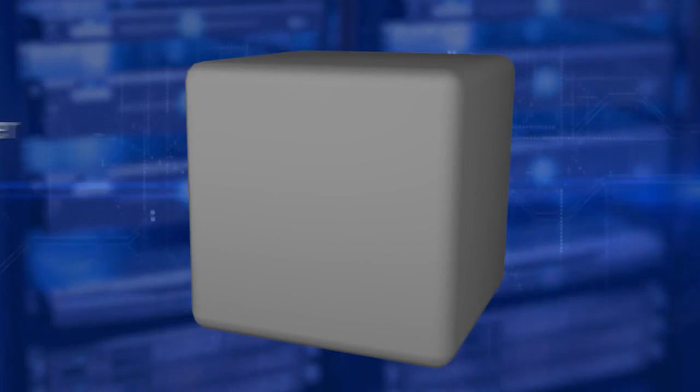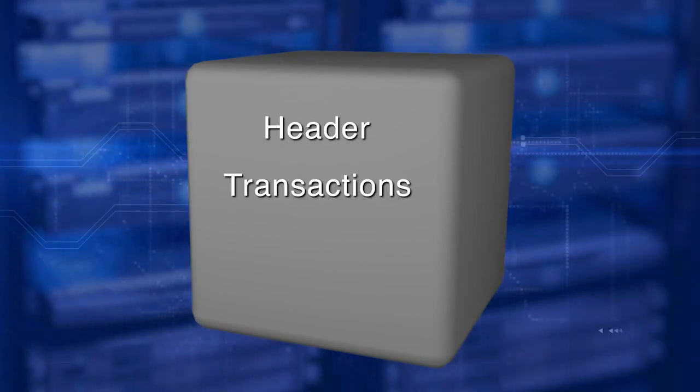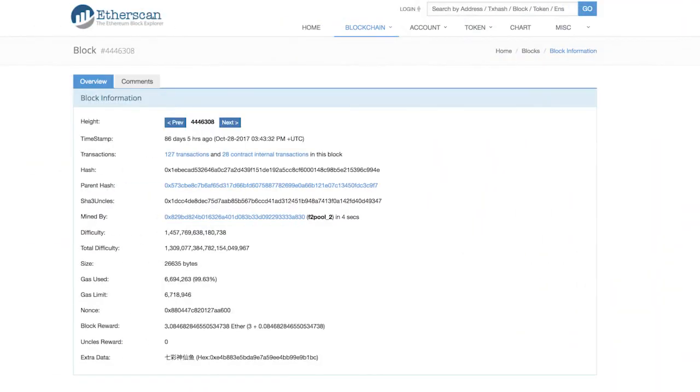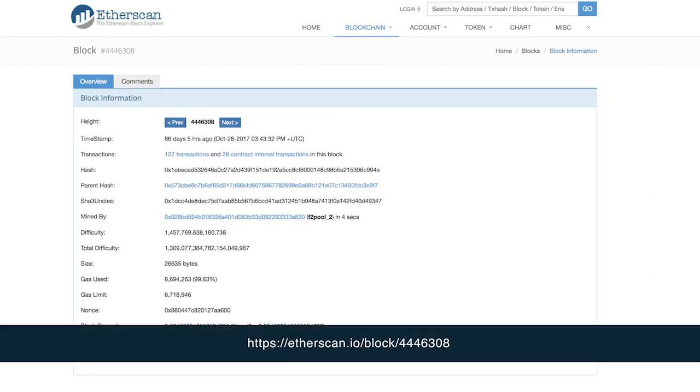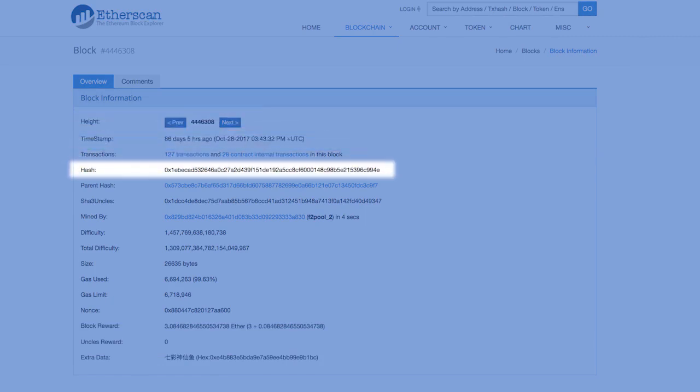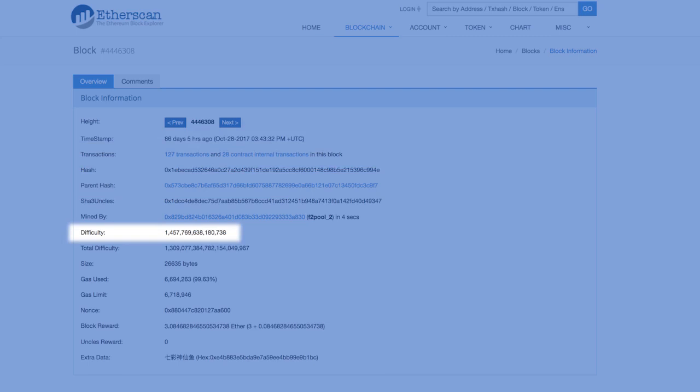Ethereum block structure has a header, transactions, and runner-up block headers. Block details. This is an actual Ethereum block at the height 4446308. You can actually view this particular block at the link given. It shows the height, timestamp, block hash, previous hash, difficulty and total difficulty, size, gas used, gas limit, nonce, and block reward.